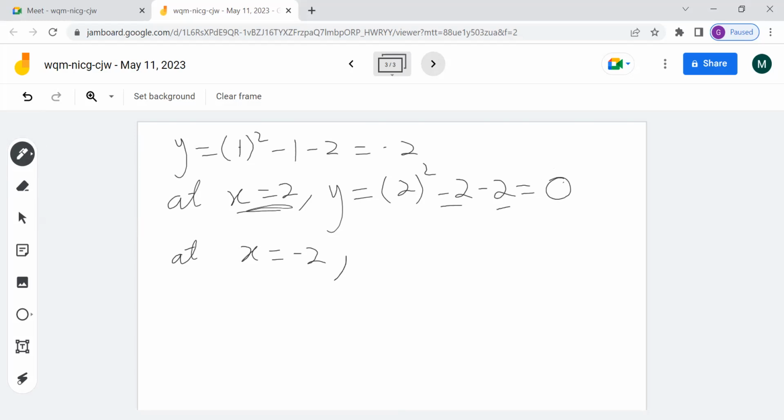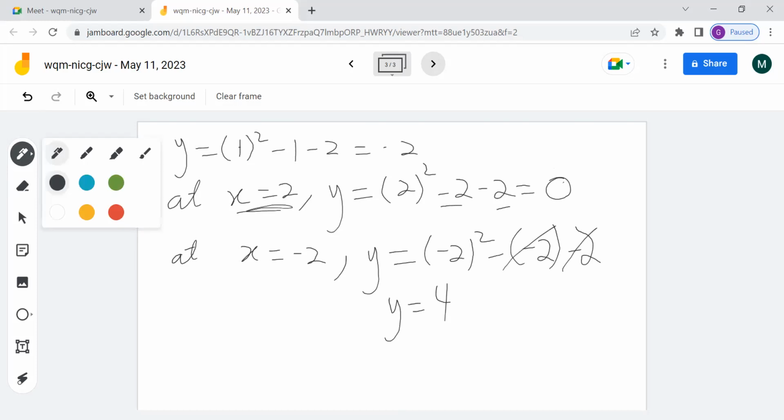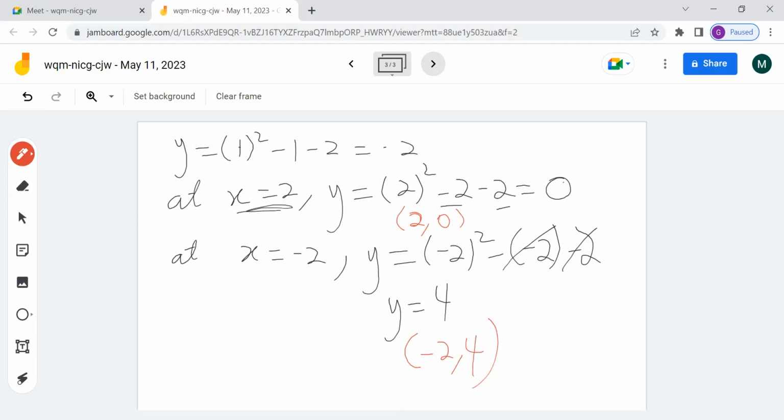So let's take the opposites. The opposite: y equals negative 2 squared minus 2 minus 2. Then this cancels this. So we are left with y is equal to 4. Okay, so we have 2 extra points, which is 2 and 0, and negative 2 and 4. So let's go plot them.